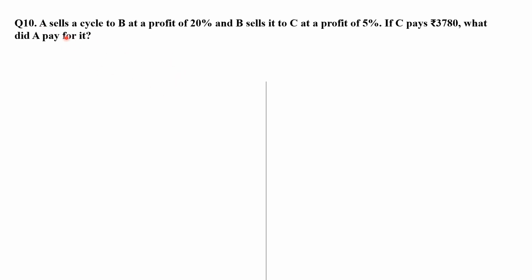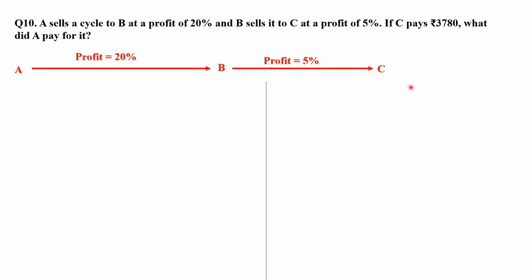So first statement says that A sells a cycle to B at a profit of 20%. Okay, so A sells to B at a profit of 20%. Now B sells to C at a profit of 5% and then C pays 3,780 rupees. It means this 3,780 rupees is the cost price of C. And if C has paid 3,780 rupees to purchase it, it means B has sold this to C in the same amount. So can I say the cost price of C is the selling price of B? Isn't it? Same way, cost price of B will be the selling price of A, isn't it?